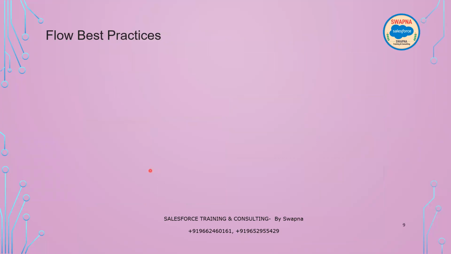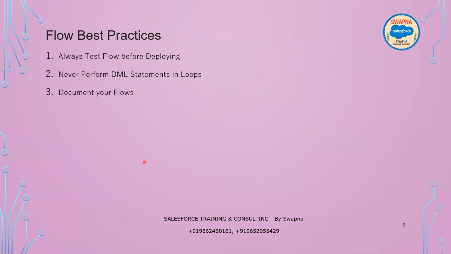Now flow best practices. Whenever you are creating the flow, always test the flow or debug the flow before deploying to the production, and never perform DML statements in the loop, because whatever the governor limits are there on the DML statement, those will be impacted. Document your flow. That means whenever you are creating a flow, add a description. Description is very important. Even if you are creating a variable or an element, whatever you are doing, add a description there. Do not do the hard coding of the IDs. Especially in real time, do not do the hard coding of it. Instead of that, just create a custom label.